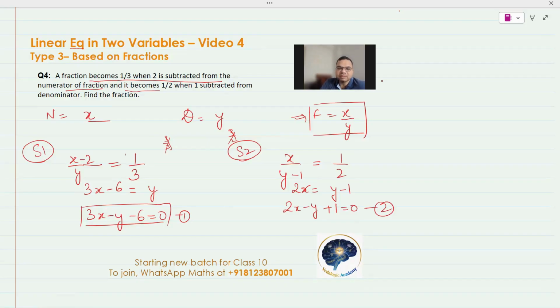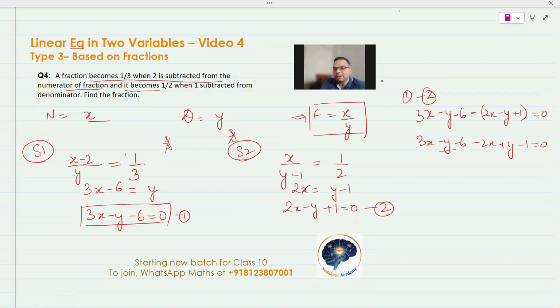Now, in this scenario, both of them have minus y in the equation. If I subtract the second from the first, y gets removed, right? And then it becomes 3x minus 2x, which is x only. Let me write down what I mean. 3x minus y minus 6, minus of 2x minus y plus 1 equals 0. And let me open the brackets as well for you. 3x minus y minus 6 minus 2x plus y minus 1 equals 0.